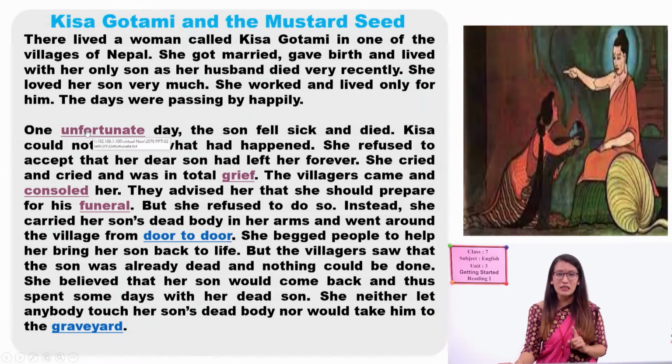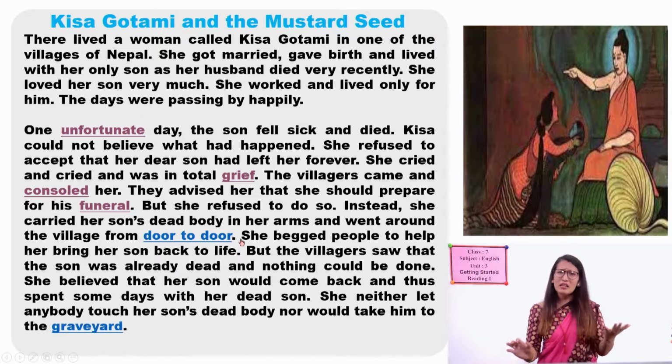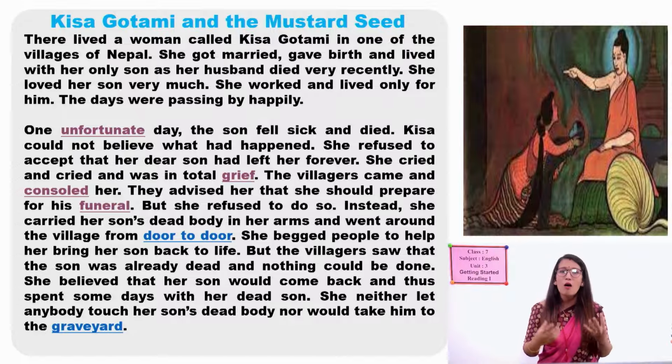Now let's talk about the words here. Look, here is the new word that I introduced to you, unfortunate. So let's read the sentence. One unfortunate day, the son fell sick and died. That means the day was bad, yes or not? A regrettable moment, because Kisa's son was sick and he died on that day. That's why it's an unfortunate day. In the same way, there are unfortunate events in our life. Sometimes when we are outside, we are very ashamed of ourselves also. That is an unfortunate day for us.